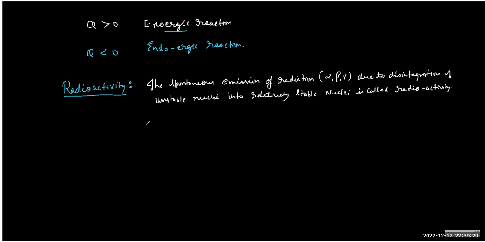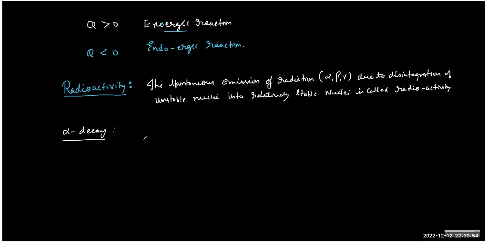Okay, so we'll come to radioactivity later on. Right now we are going to study the Q value, mostly the Q value and its relation. So we'll talk about alpha decay first of all. When alpha decay happens, first of all we need to know when alpha decay will happen.